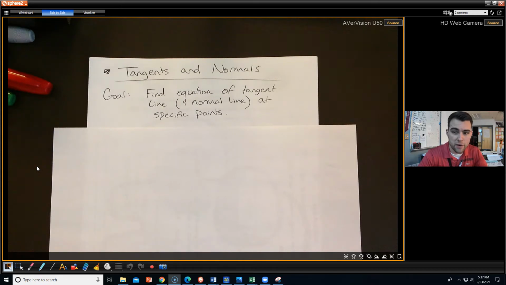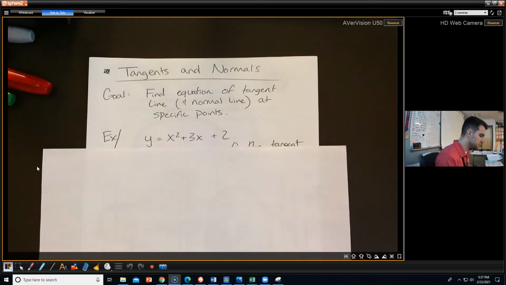But we're going to talk about how to get the equation of the tangent line. And then we're also going to talk about how to get the equation of a normal line, which we'll define here shortly, okay? So we want to find the equation of tangent lines and normal lines at specific points. So there's two main lines in equations of lines that we're going to get, tangents and normals. So let's talk about the tangents first, okay?